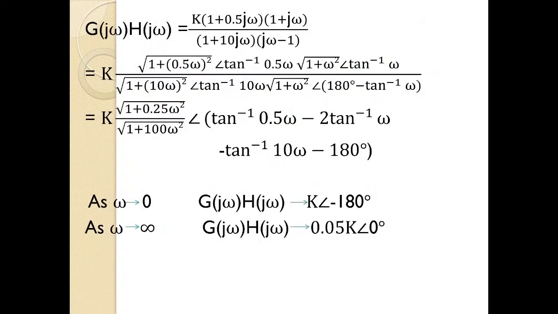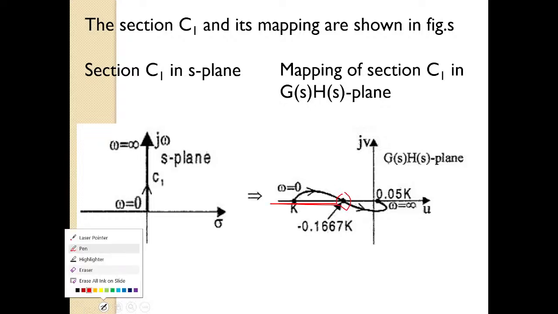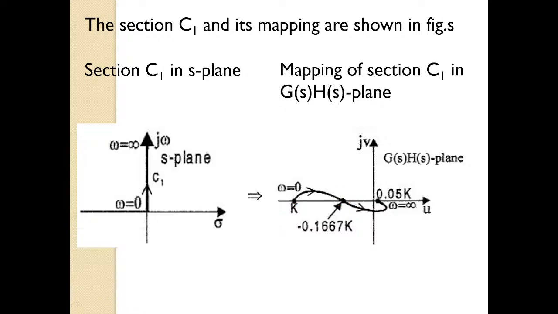So simply you just go for omega tends to 0 and omega tends to infinity. Substitute these two omega values in the above equation. Determine the magnitude and phase angle. Now let us see the plot. So this is our plot. This point we have already located, isn't it?